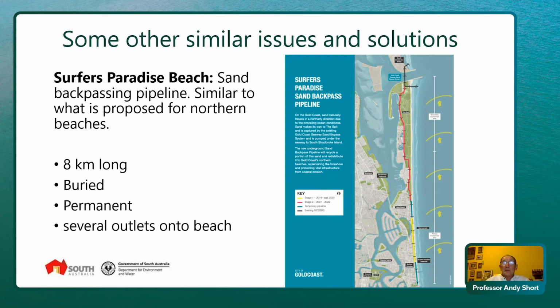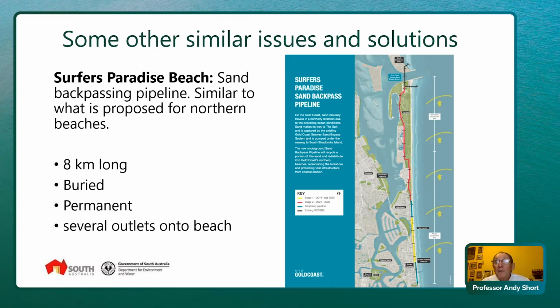You can see a schematic of it here. You can see the black arrows at the top of the pumping jetty and the sand going under the Seaway onto South Stradbroke Island. The red line is the buried backpassing pipeline that runs along the spit at the back of that park there, and down along the back of the beach, right down to Surfers Paradise Beach, main beach. You see the blue arrow, yellow arrow, continue all the way down to Cavill Avenue on Surfers Paradise Beach. It's 8 kilometres long, it's buried, it's permanent, and it has several outlets onto the beach, so they can fine-tune the placement of sand on the beach, which is normally done preferably in the winter months, away from the peak tourist season.